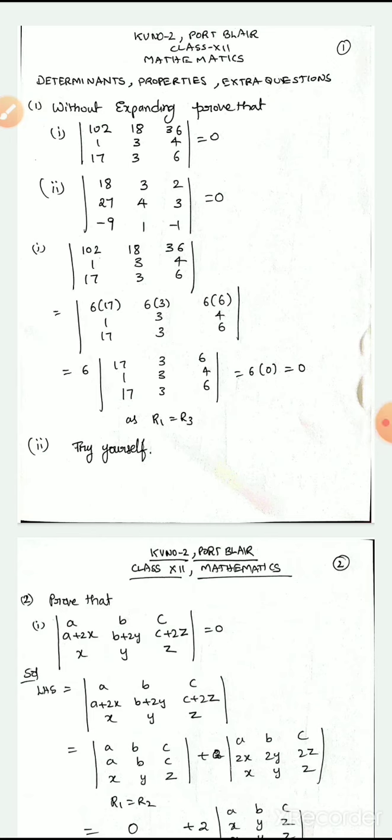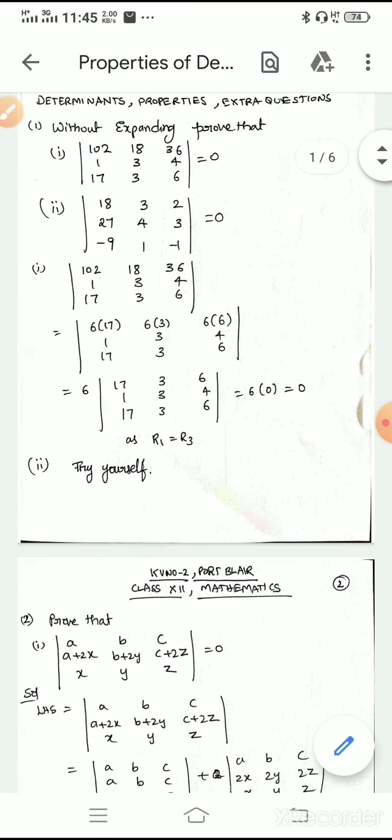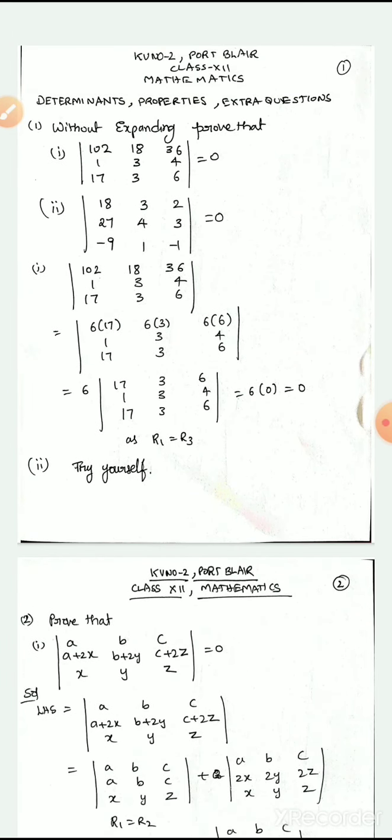In this video, I'm going to explain some example questions of NCERT which are related to properties of determinants, class 12th. The first question is, without expanding, prove that the determinant with rows 102, 18, 36; 1, 3, 4; 17, 3, 6 is equal to 0. You will have to prove the given determinant value as 0.